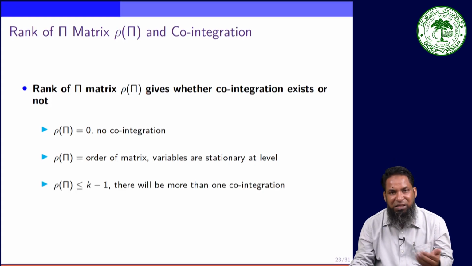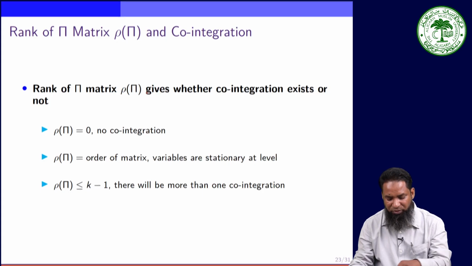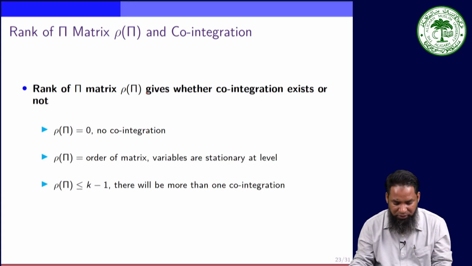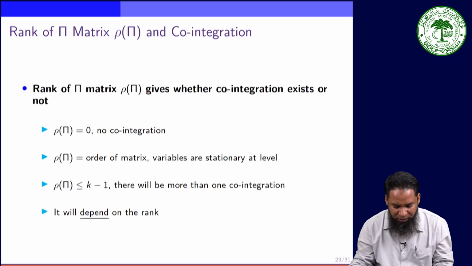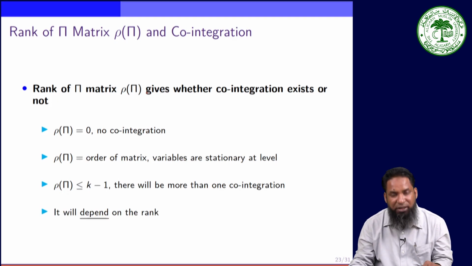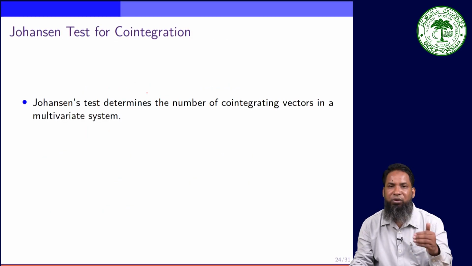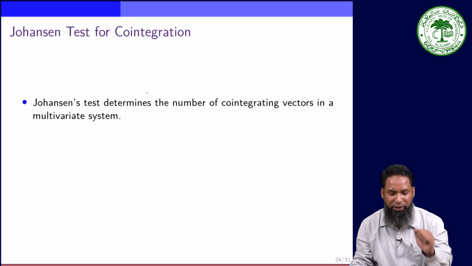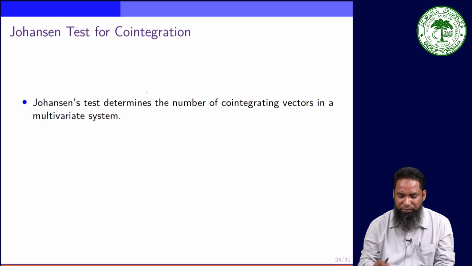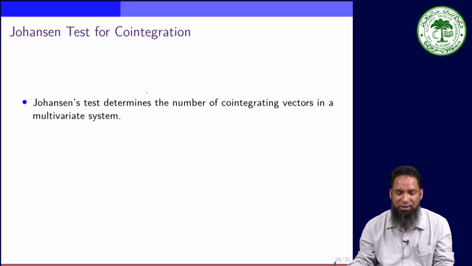So maximum it could be less than or equal to k minus 1, there will be more than one cointegration vector. So it will basically depend on the rank of this matrix. So how do we detect that? For that we use the Johansen test for cointegration. This Johansen test basically helps us to determine the number of cointegrating vectors in the multivariate system.